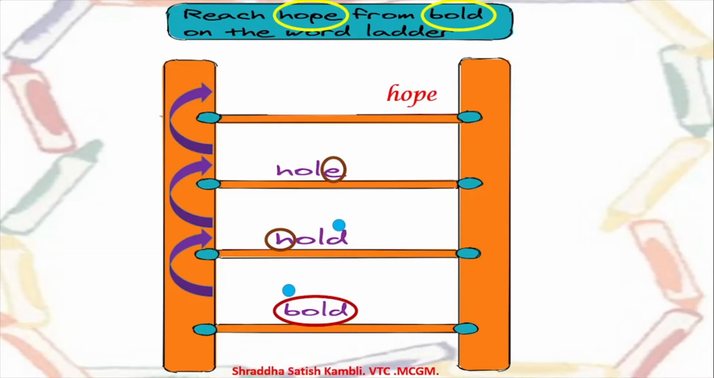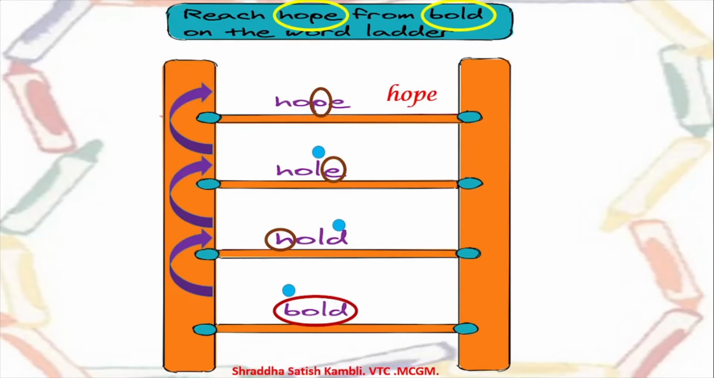Now it is quite simple because hole and hope have a difference of just one letter only. Okay, so now which one will we change? Yes, we will change the letter L and we will get the word hope. See, we replaced the L with the P and you have the word hope. So we see how we went from bold to hope. So this is how word ladders are done. Now this is one way of doing word ladders.